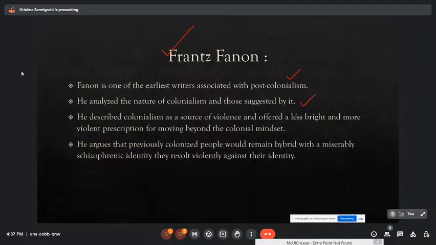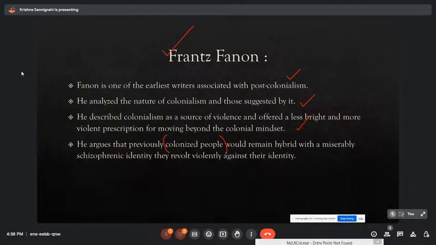He described colonialism as a source of violence and offered a less bright and more violent prescription for moving beyond the colonial mindset. What does he argue? He argues that previously colonized people would remain hybrid, with a miserably schizophrenic identity that revolts violently against their identity. So he is talking about the identity of the colonized people.